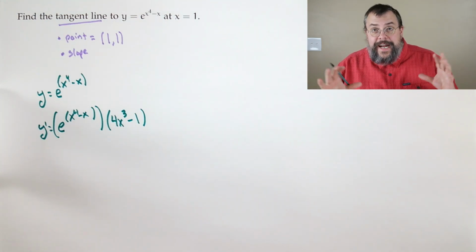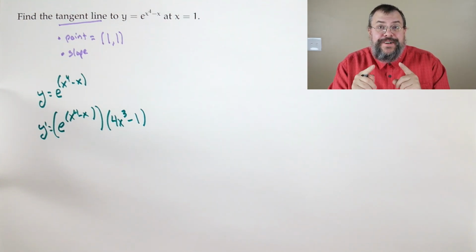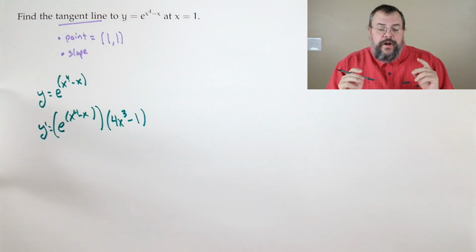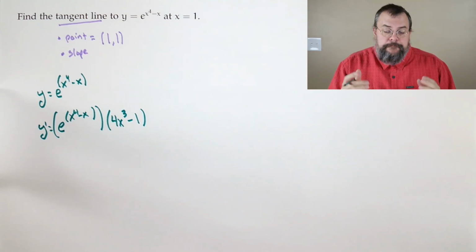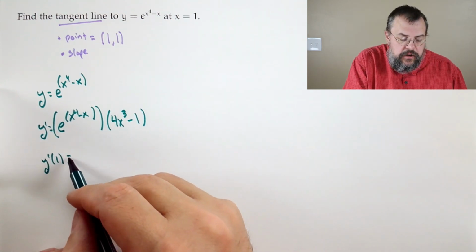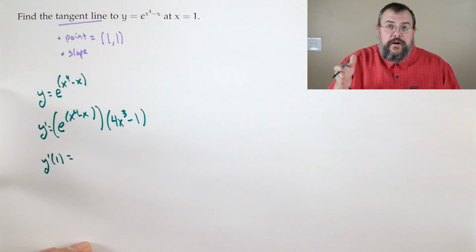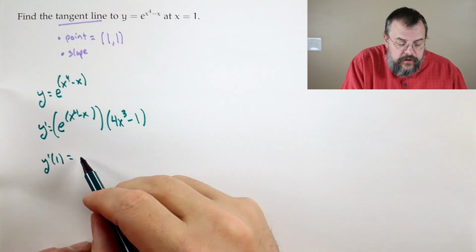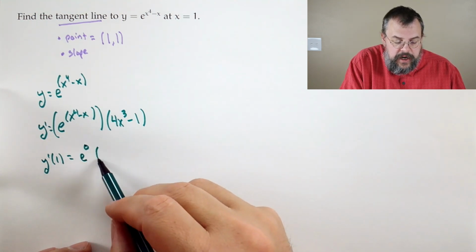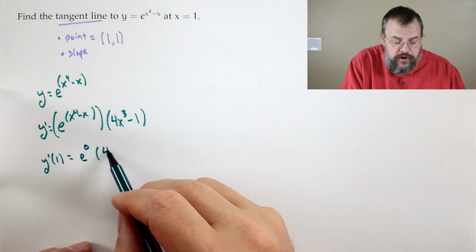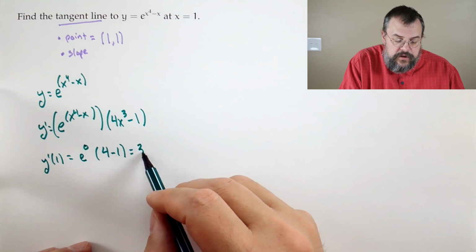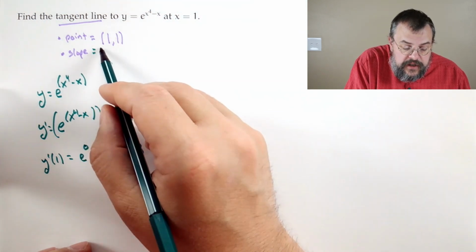Okay, so there's my derivative for any value of x, not my slope, because remember, slopes are numbers, they're not functions. This is a function. To get a number, we need to now plug in 1. So we can write this as y prime of 1, or if you like, y prime with a vertical bar at x equals 1. So that'll be e to the 1 minus 1, which is 0, times 4 times 1 cubed, which is 4, minus 1, which makes that 1 times 3, which is 3. So our slope is 3.